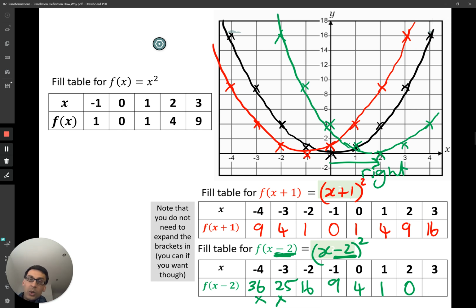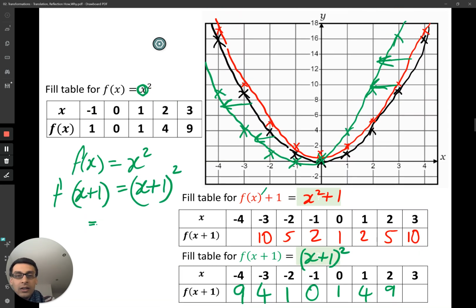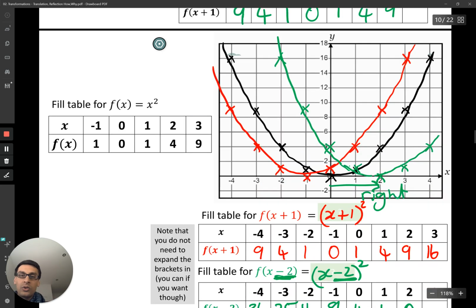So from that, we can actually draw a few conclusions here. So inside the bracket seems to shift the graphs left and right in the opposite way that you think they would go, and outside of the brackets, so for example here, we've shifted it up or down. So it's a vertical translation.